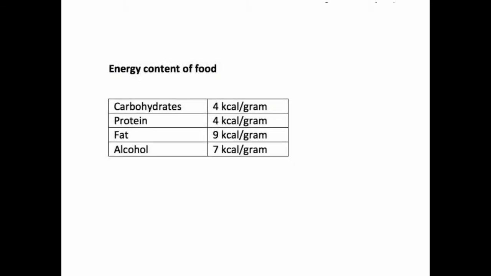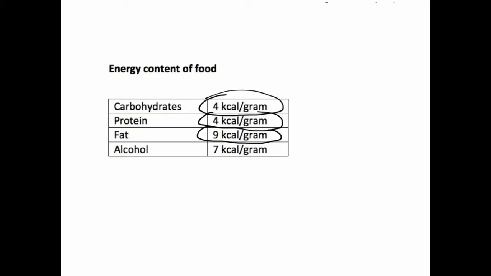These are known as macronutrients, and it gives their energy content. Carbohydrates are the largest part of our diet, and the energy yield is about 4 calories per gram. Protein has the same energy density as carbohydrate, and fat is much more energy dense, and you can get about 9 calories per gram of fat. Alcohol is not a macronutrient, but it produces 7 calories per gram. Remember these values because we'll be doing some calculation using them.